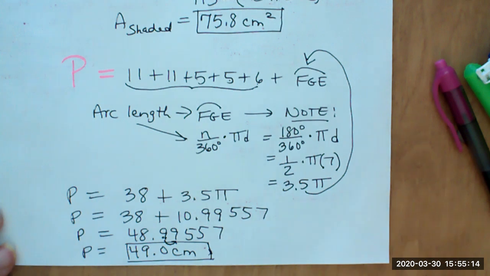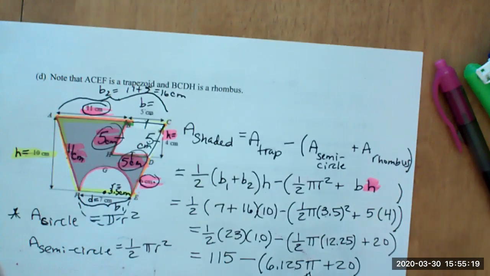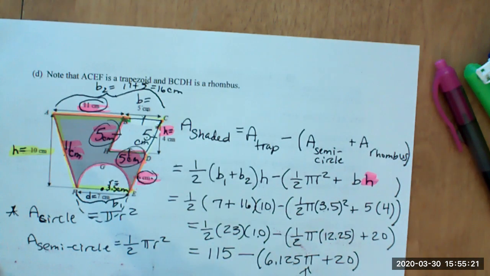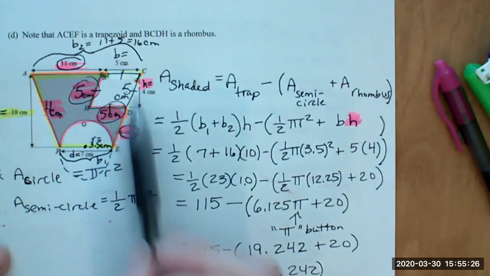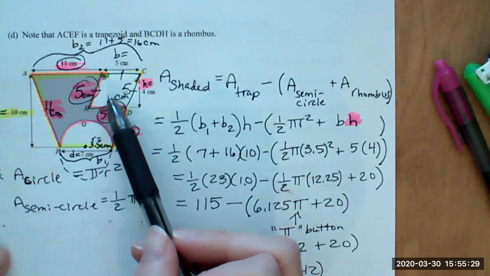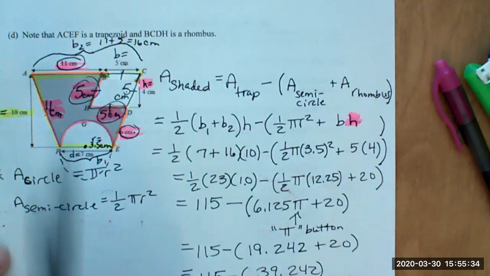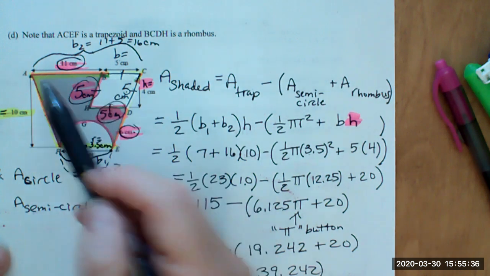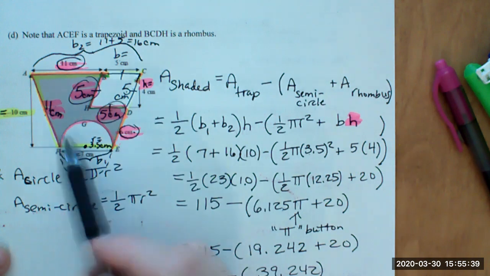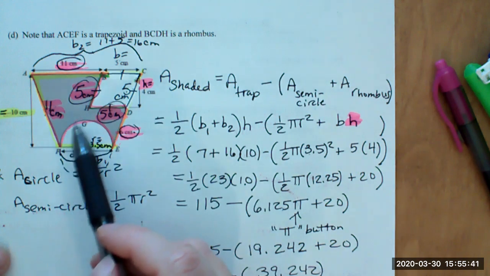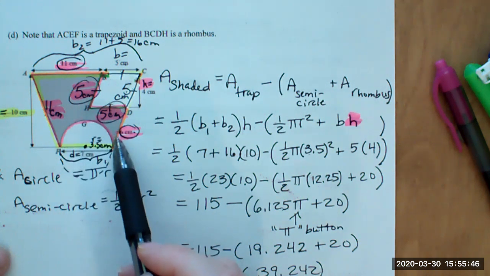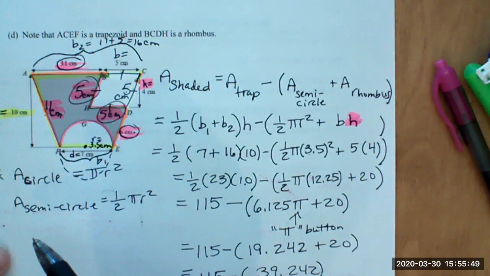Okay? So just to review, because there was a lot to this here. On this last one here, we calculated the area and then we calculated the perimeter. Calculating the area, we took the area of the trapezoid and we took away the area of the rhombus and the semicircle. Then we calculated the perimeter, which is highlighted in pink. And we calculated the perimeter including this arc, which is a semicircle, which is half of the circumference of the circle with a radius of 3.5 centimeters.